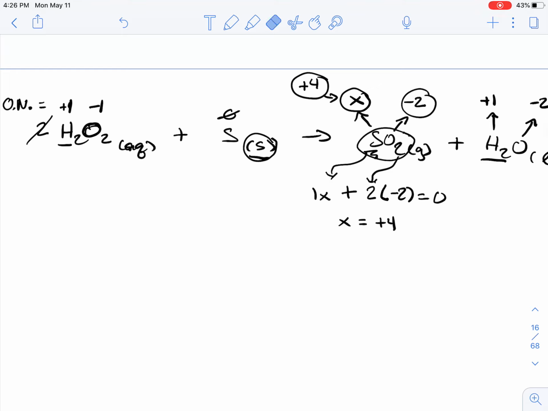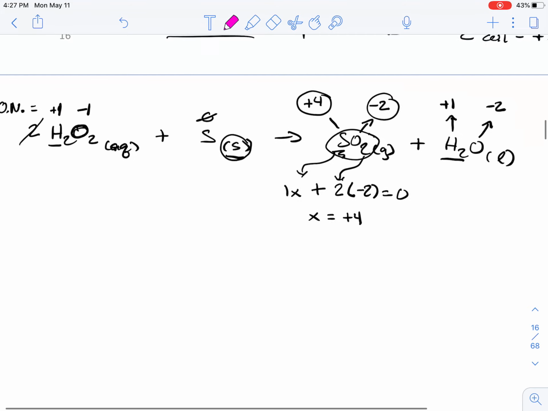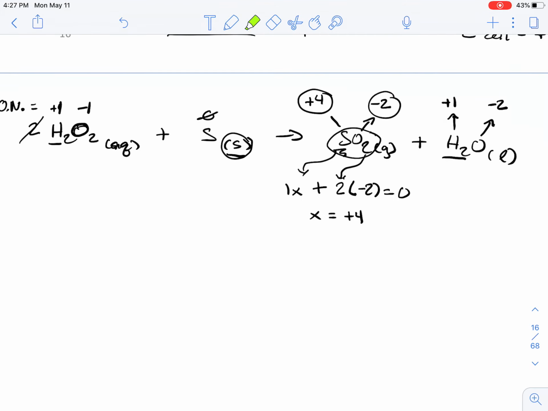Now I'm going to erase that and move this here since I've solved for x. Now that I know my oxidation numbers for every single element, I'm going to compare those elements before and after the reaction. If you look at hydrogen, it's +1 and +1. Its oxidation number did not change, and so therefore I don't consider it as either oxidized or reduced.